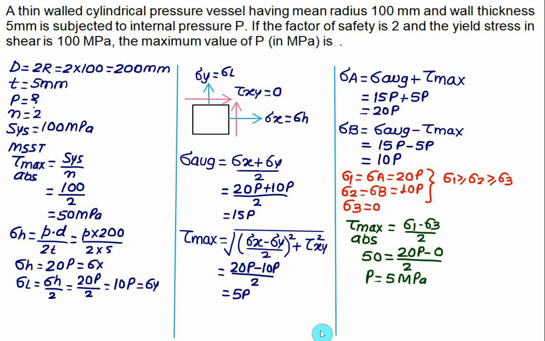All the steps in the maximum shear stress theory are fixed: sigma average, tau max, sigma A, sigma B, sigma 1, sigma 2, sigma 3, and then use the maximum shear stress theory and find out whether the factor of safety or any required unknown. This time we have to find out the pressure, and the pressure comes out to be 5 megapascal.